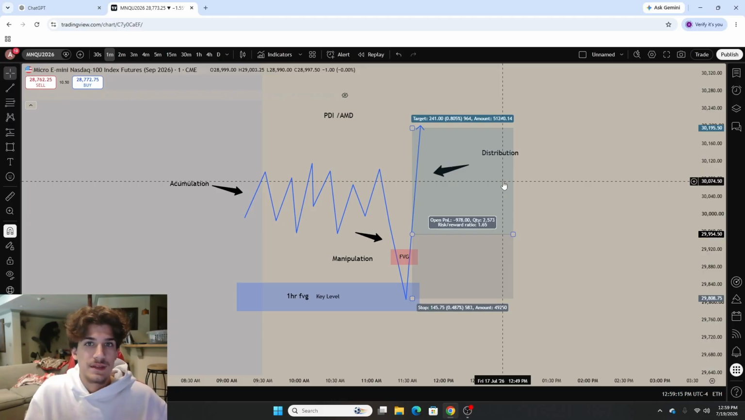Now that you guys know what a PDI AMD model looks like on the bear structure, let me show you a trade that I've recently taken that I would classify as a PDI AMD model.